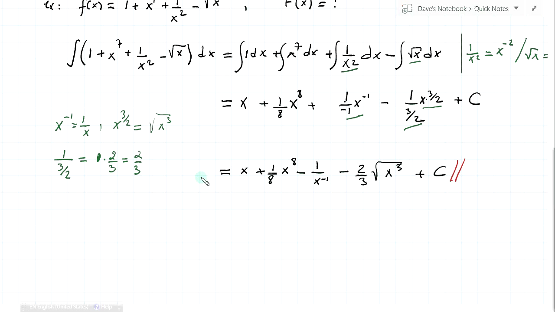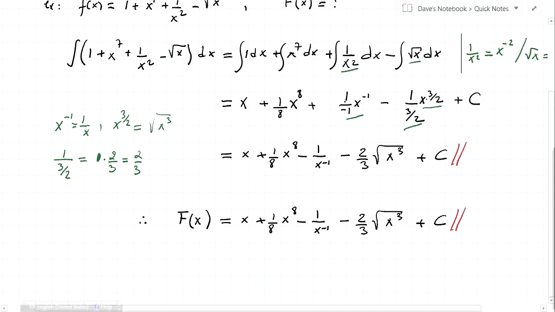We can answer the question now by saying, therefore, that uppercase F(x) equals x plus 1/8 x to the power of 8 minus 1 over x minus 2/3 square root of x to the power 3 plus the constant of integration.